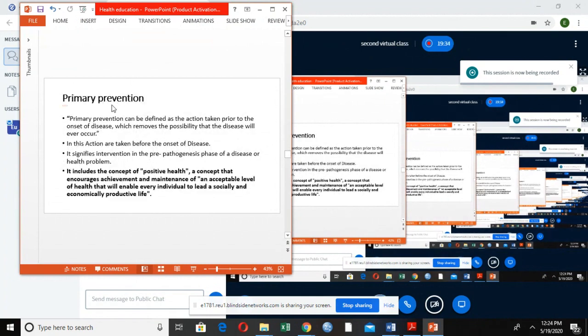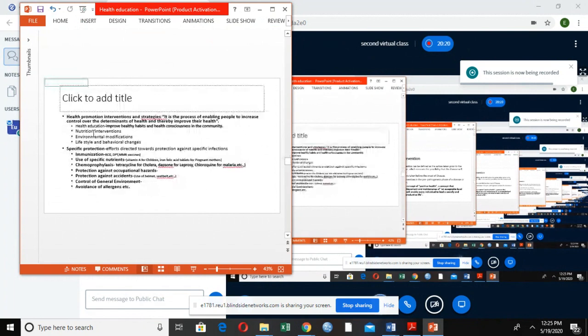Then we have primary prevention as the second type of prevention, and it's defined as the action taken prior to the onset of the disease, which removes the possibility that the disease will ever occur. In this action, actions are taken before the onset of the disease, and it is a significant intervention in the pre-pathogenesis phase of the disease or the health problem. This includes the concept of positive health, a concept that encourages achievement and maintenance of an acceptable level of health that will enable every individual to lead a socially and economically productive life.